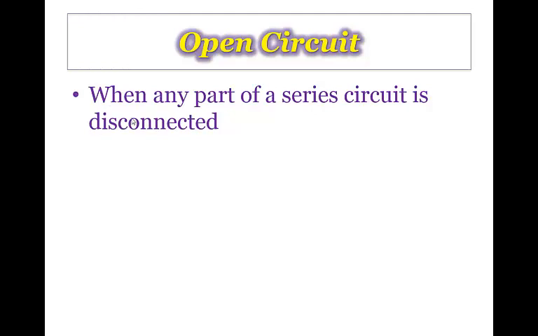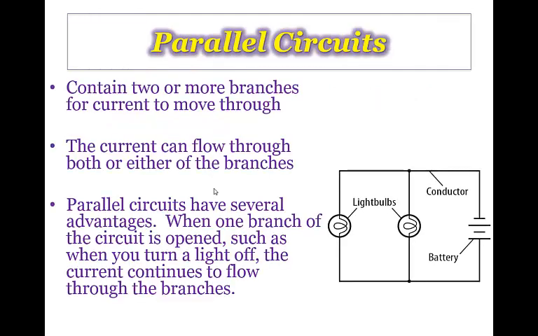We talked about this with circuits in general, but just to clarify and to bring this up, an open circuit is when any part of the circuit is disconnected. So just so that we're real clear definition-wise, an open circuit is when any part's disconnected. So like in that last example, if I pull out that light bulb, open circuit, disconnected. Okay, now more complex circuits.